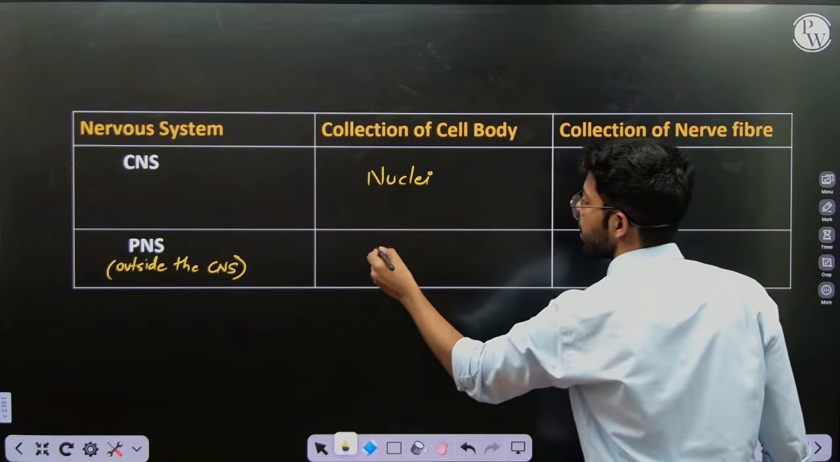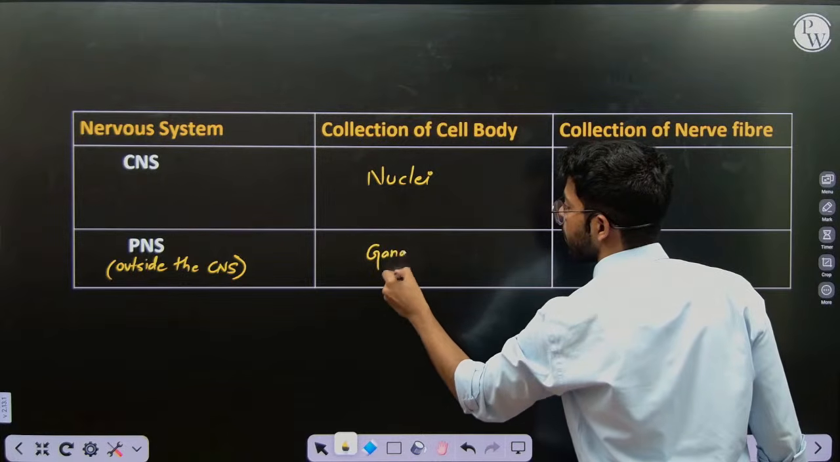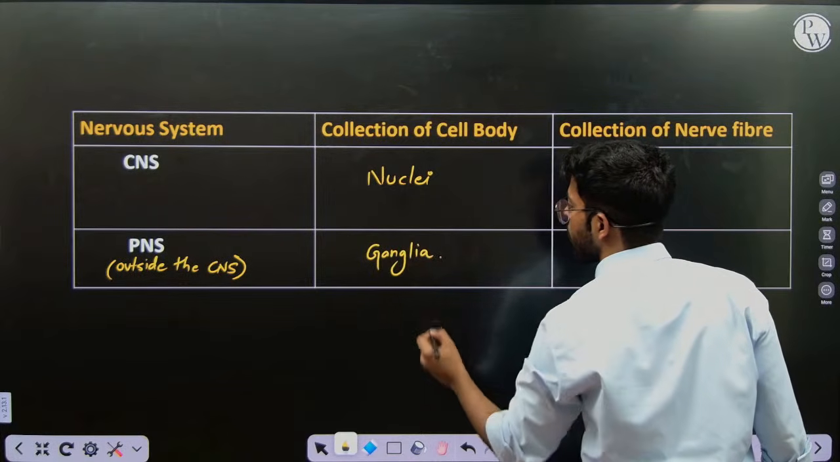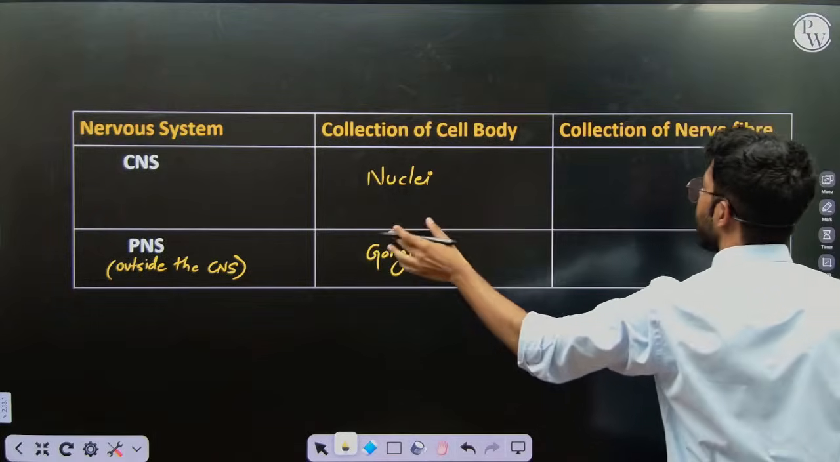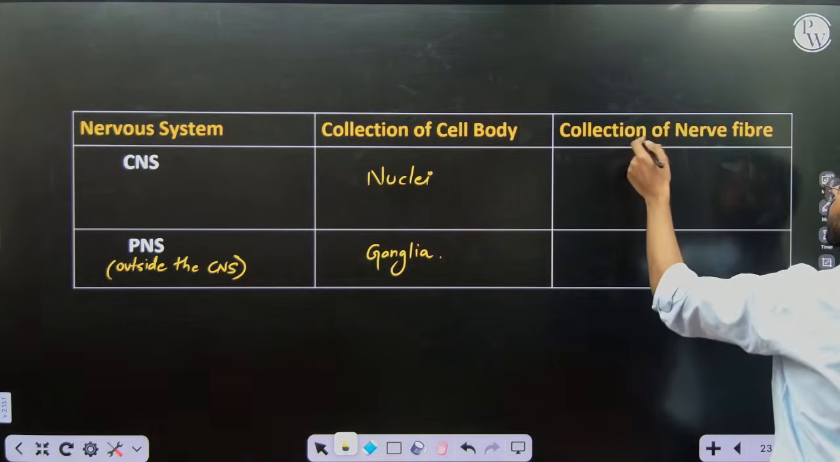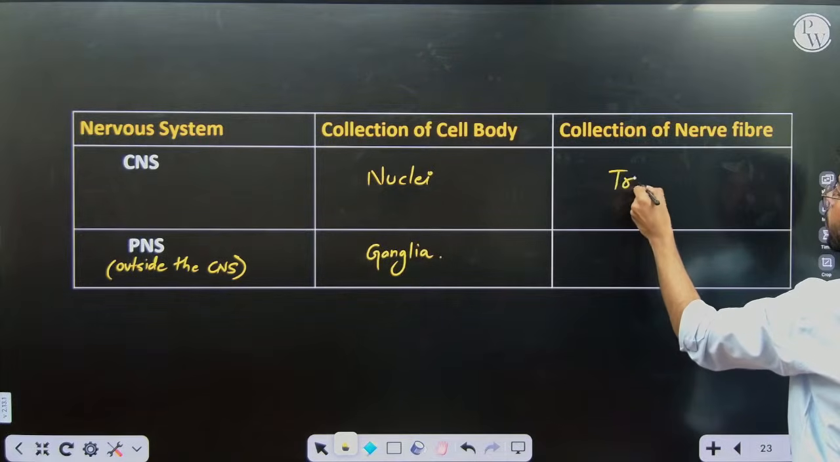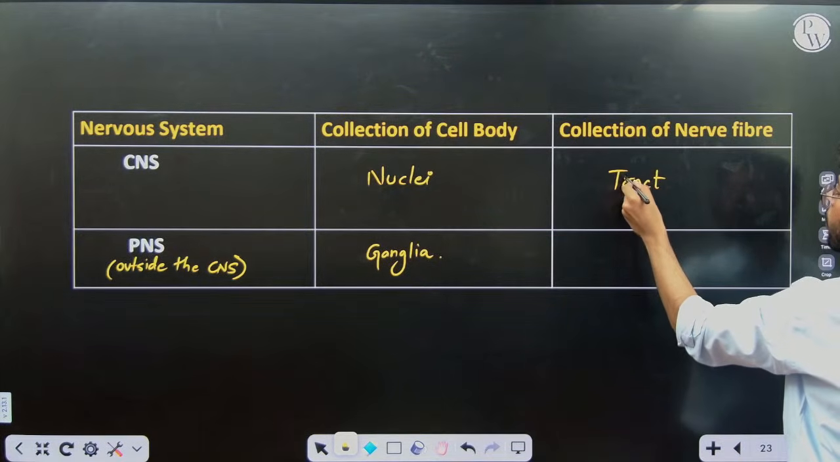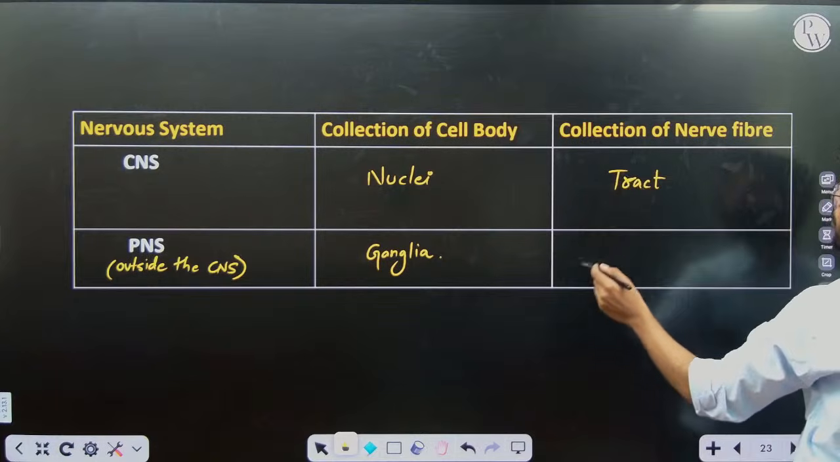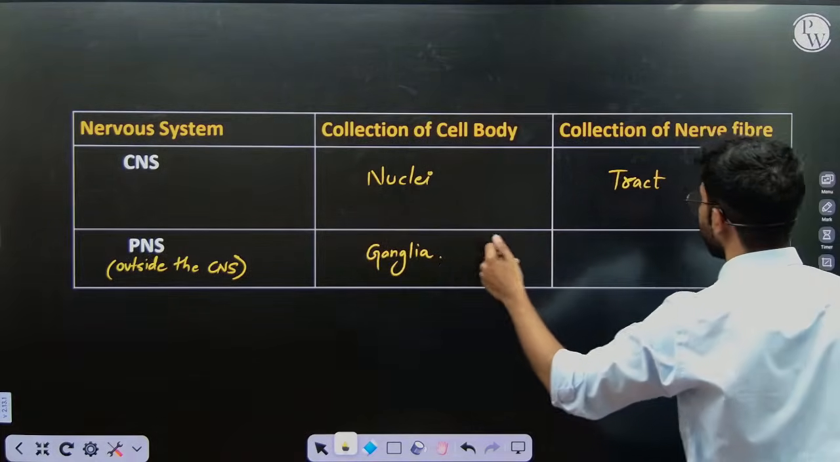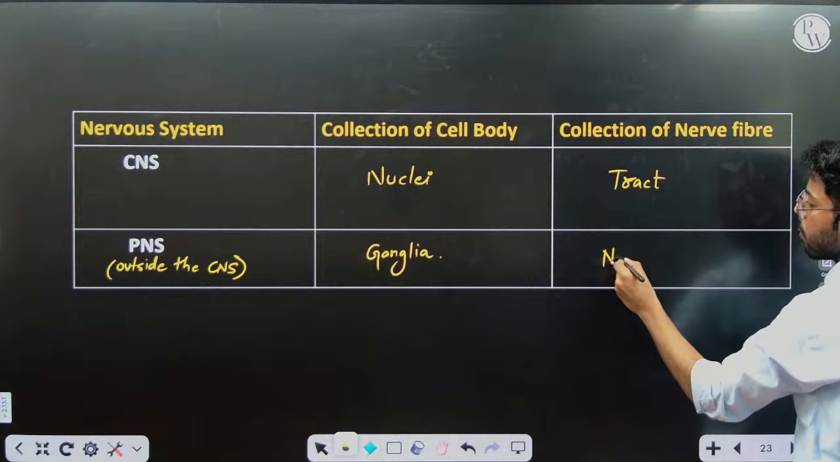This is termed as the ganglia, and collection of nerve fibers or axons. We can say this is the axon part. In CNS, this is known as the tract, and in PNS, we can use the term nerve.